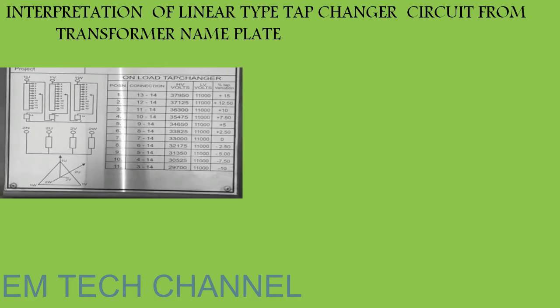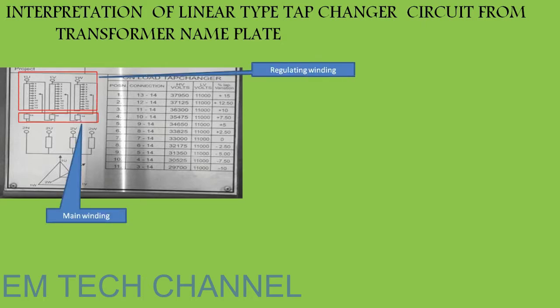This is the interpretation of a linear type tap changer circuit from a transformer nameplate. On the transformer nameplate, the on-load tap changer circuit will look like this. In this type you can see there are two parts in the winding section. One is the main winding and another one is the regulating winding. In the main winding, some portion of the transformer winding is kept constant, with no tappings, and that is called the main winding. The winding section in which tappings are there is called the regulating winding.